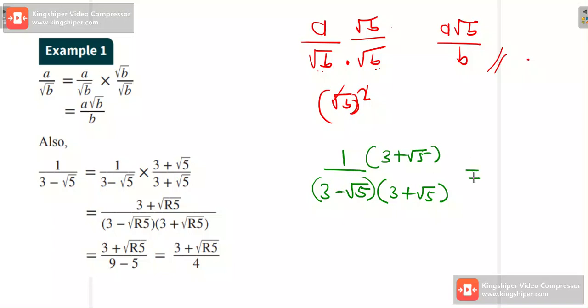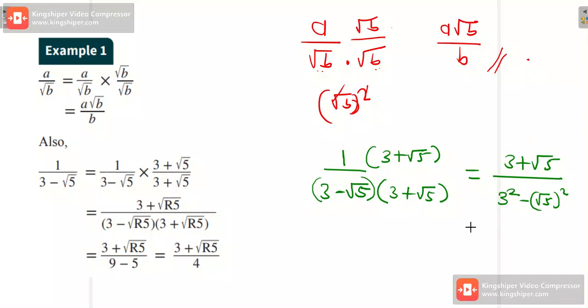So our numerator will still be 3 plus root of 5. But our denominator becomes a difference of two squares in the form a minus b times a plus b. So it's a difference of two squares, and this can be factorized as 3 squared, then minus root of 5 all squared. Let's get that clear.